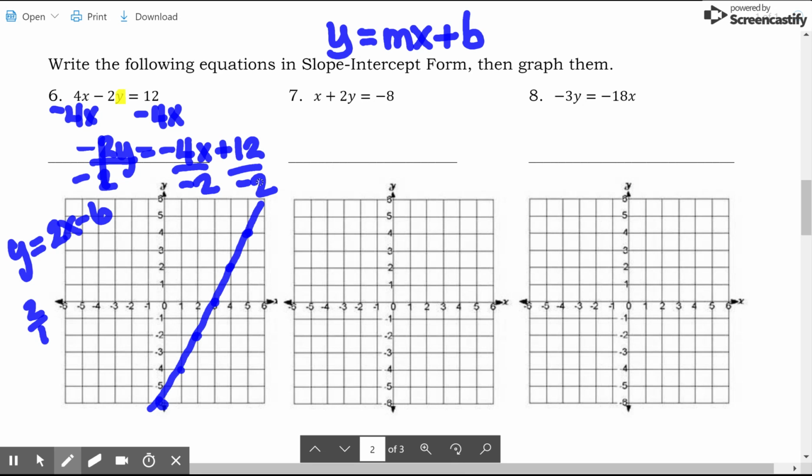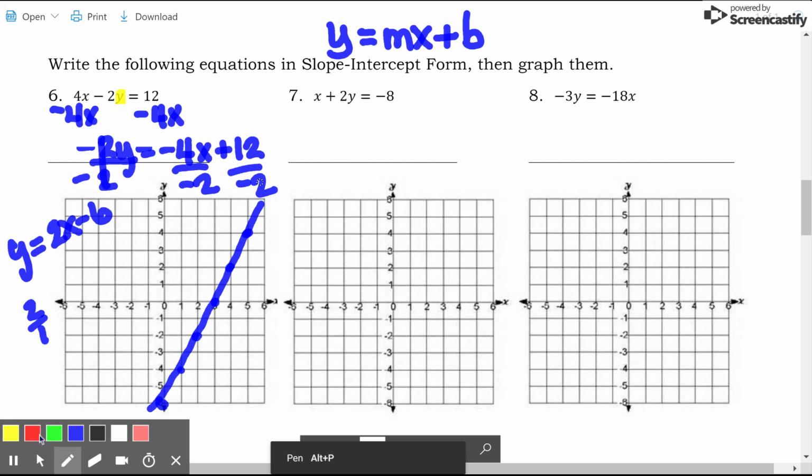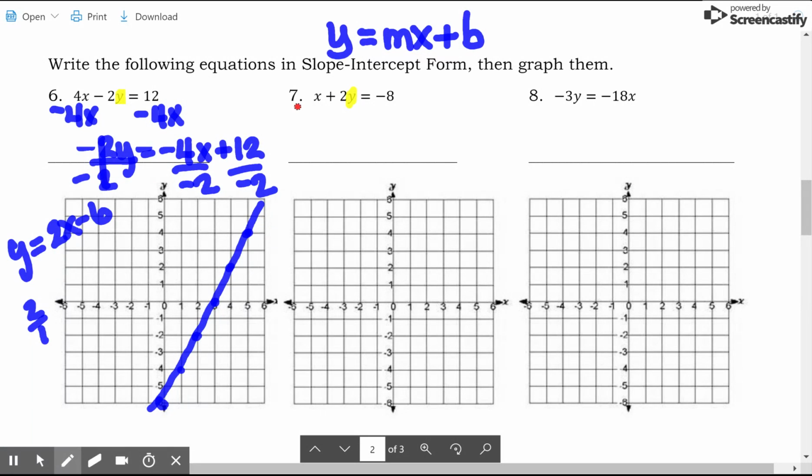Now in number 7, again, it says that we are going to put it in slope-intercept form, so I need to get y alone. If you think back to the video we watched at the beginning of this week. So in this case, I would subtract the x from both sides. That gives me 2y equals negative x minus 8. Again, negative x and negative 8, we can't combine them, so we just bring both terms down. This time my coefficient of y is 2, so I divide by a positive 2 every single term.